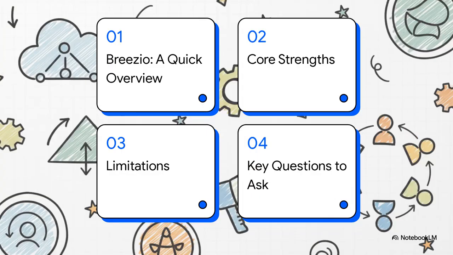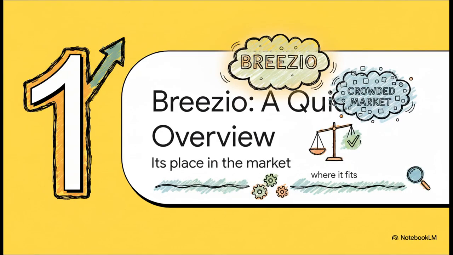All right, let's dive right in. We're going to tackle this in 4 key parts. First, we'll get a quick overview. What is this thing really? Then we'll dig into its core strengths, where it shines. After that, and this is crucial, we'll talk about the limitations and trade-offs. And finally, we'll wrap up with the most important questions you need to be asking your team before you even consider making a move.